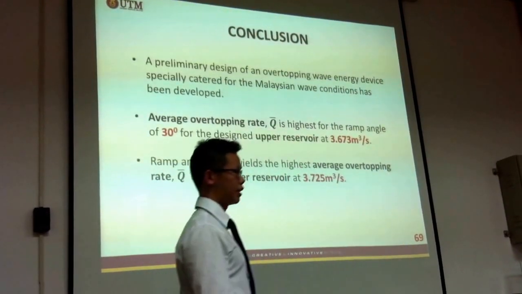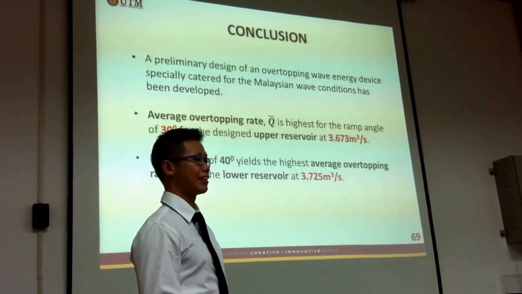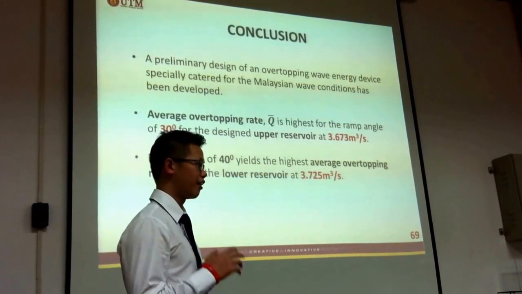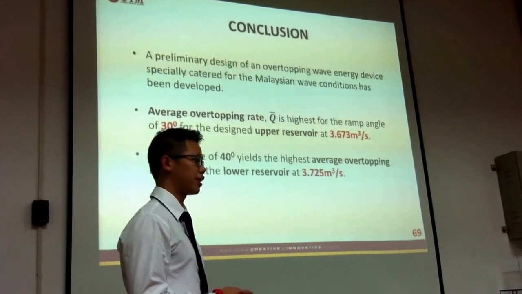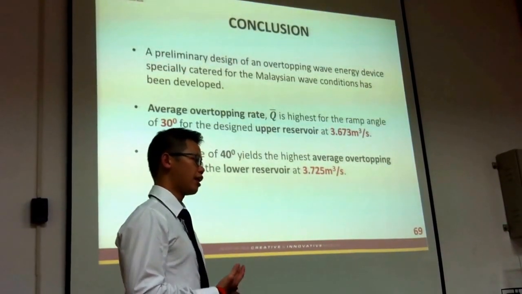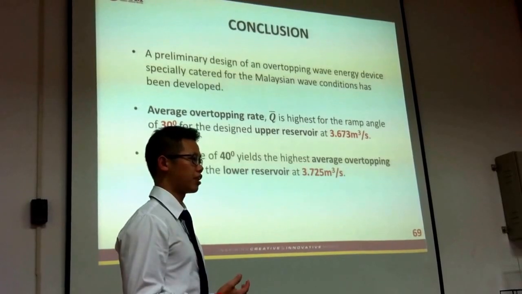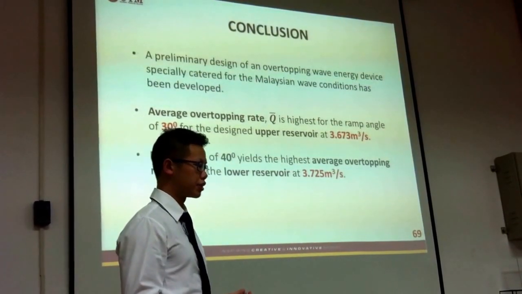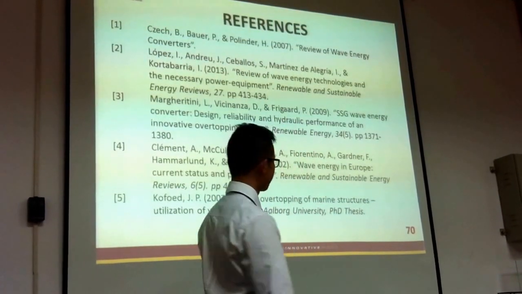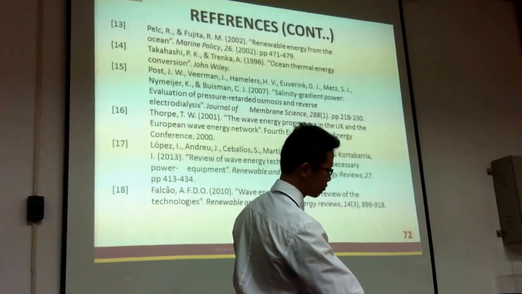So the conclusion of my thesis is that a preliminary design of an overtopping wave energy device has been developed. And the average overtopping rate Q is highest for 30 degrees for the upper reservoir, and highest for the lower reservoir at the ramp angle of 40 degrees. That's all for my thesis presentation. These are the references I've used for my thesis.